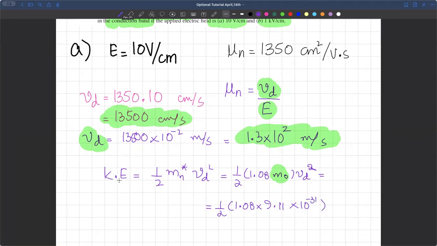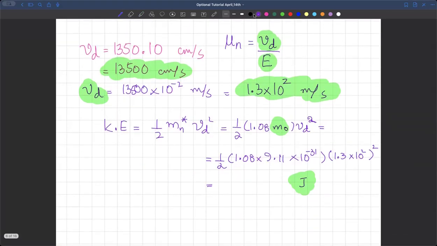For Vd, if I need the standard units for the kinetic energy, which is joules, I should be using meter per second, okay? So just plug in the value. That is going to be 1.3 times 10^2 squared. Whatever value you get will be in joules. You can convert that into electron volts if you want. For that you know the conversion: 1 electron volt is equal to 1.6 times 10^-19 joules, right? Make sure you use the right conversion in case you need it in electron volts. Okay, so that is going to be the kinetic energy in this case.